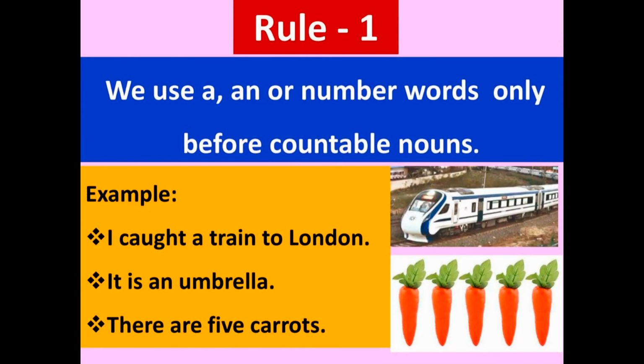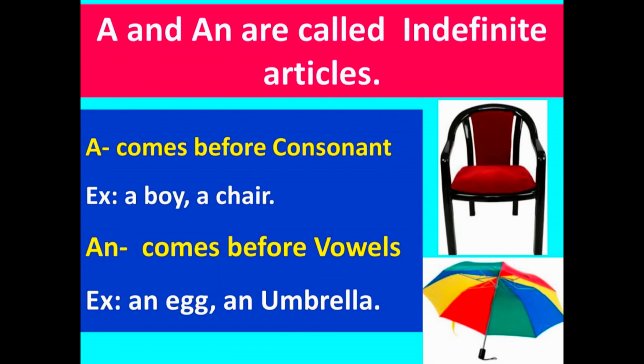Rule number 1. We use a, an, or number words only before countable nouns. Example sentences. I caught a train to London. It is an umbrella. There are 5 carrots. A and an are called indefinite articles. A comes before a consonant. Example, a boy, a chair. An comes before vowels. Example, an egg, an umbrella.